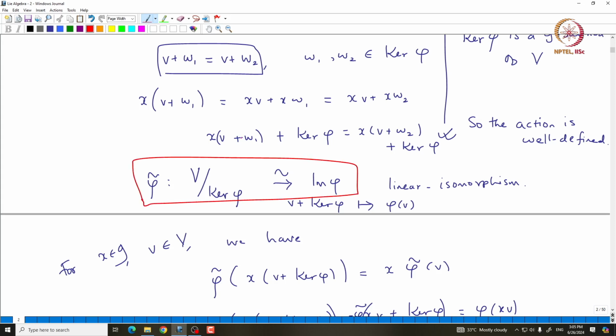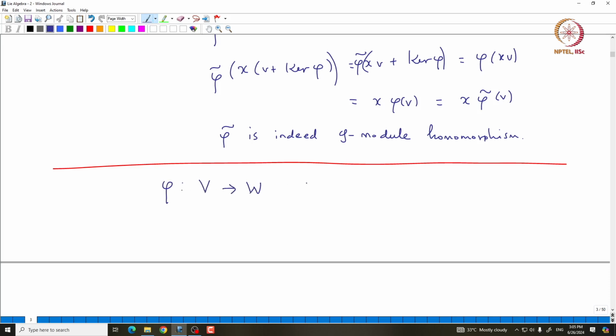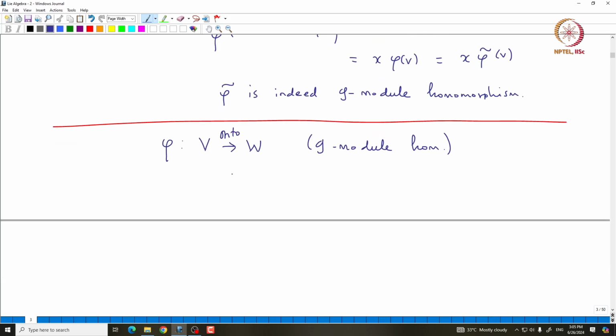Again, one can actually write down all the other isomorphism theorems, like the second and third isomorphism theorems and so on. I will leave it to you to check what they are. The most important thing that I am going to state now is the submodule correspondence. Suppose you have this map phi defined from V to W, which is a G module homomorphism. Then we are interested in understanding the submodules of V containing the kernel and the submodules of W.